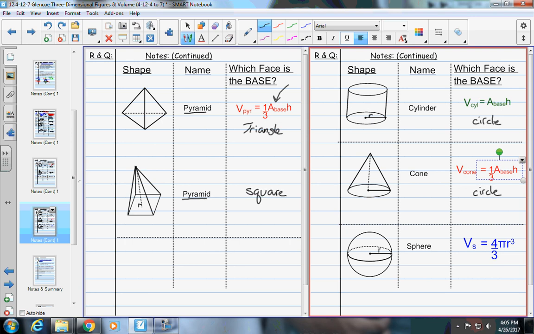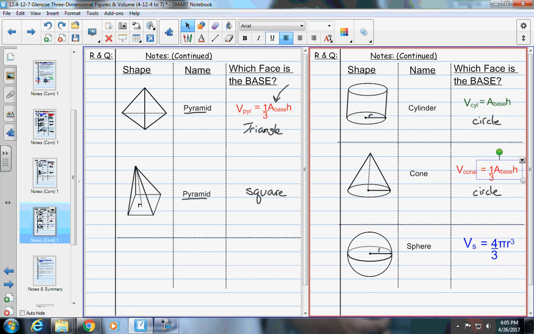And the reason the sphere does not have the area of the base in its formula is I want you to look at that sphere and think to yourself, what shape would we call the base? Or where would the base even be in a sphere? Yeah, you're right, just like me, I don't see a base, so that's why that is not in this formula. So again, those are all the shapes we're going to need to know.